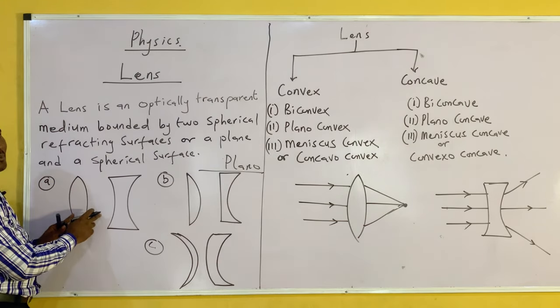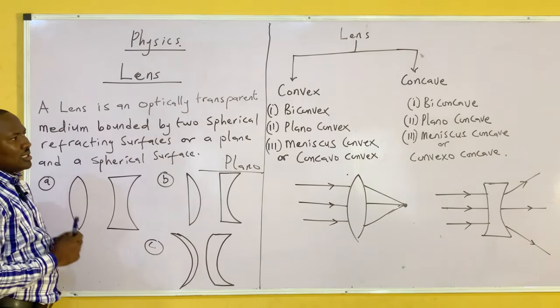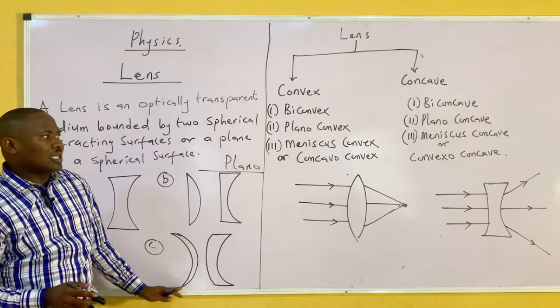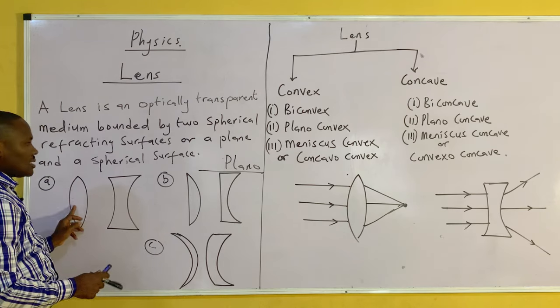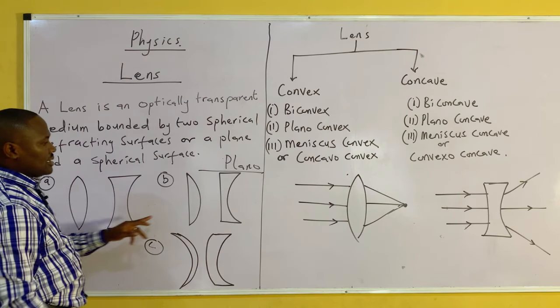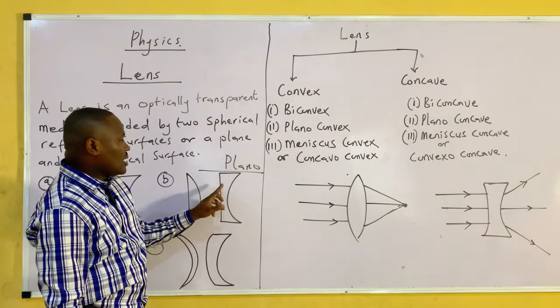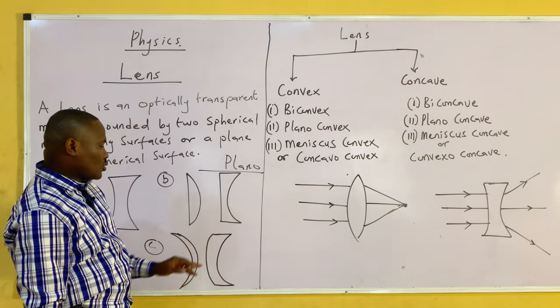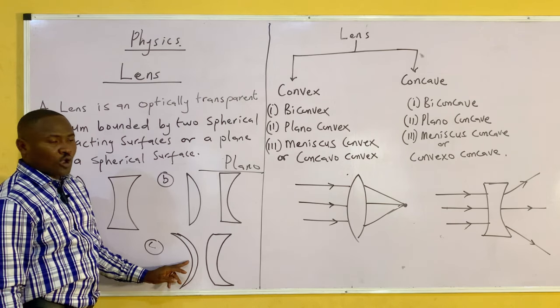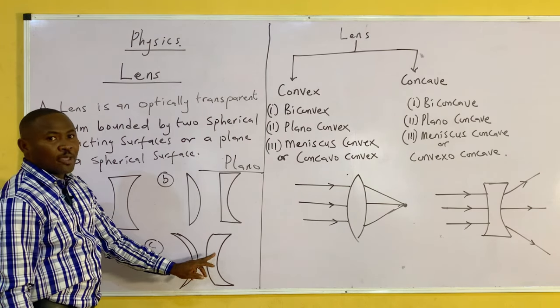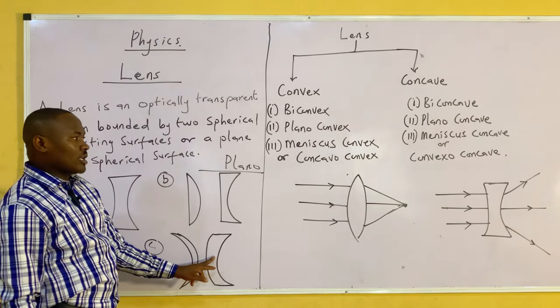Why are these called bilenses? Then why are these called meniscus lenses? So if you see them here, this is a biconvex lens. This is a biconcave lens. This is a plano convex lens. This is a plano concave lens. This is a meniscus concave. This is a meniscus convex lens.